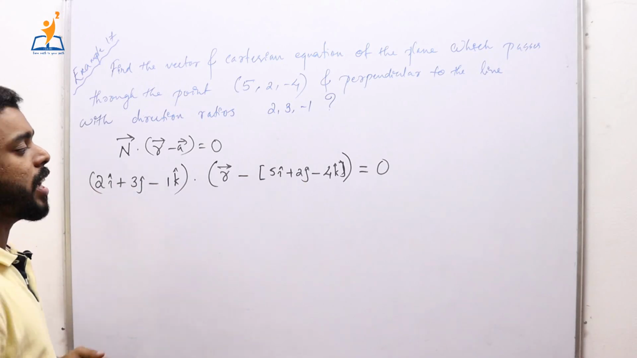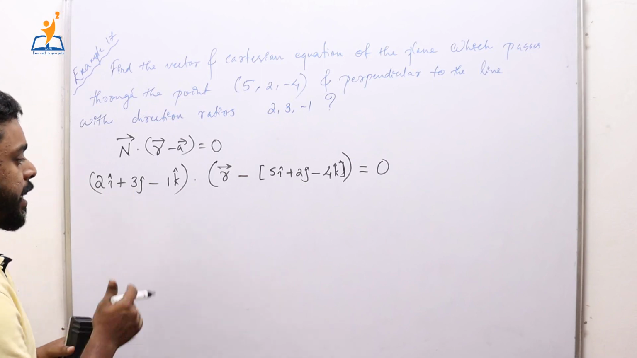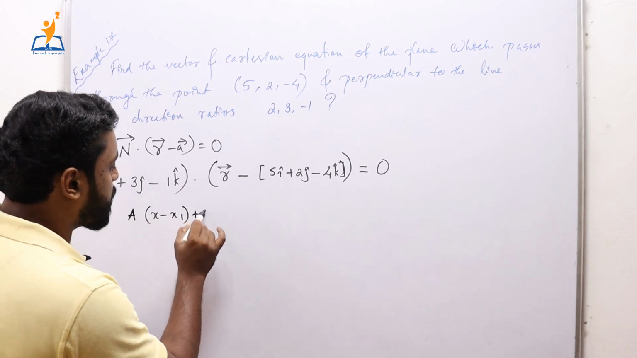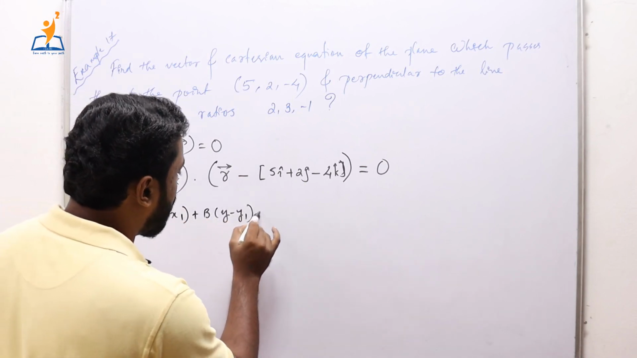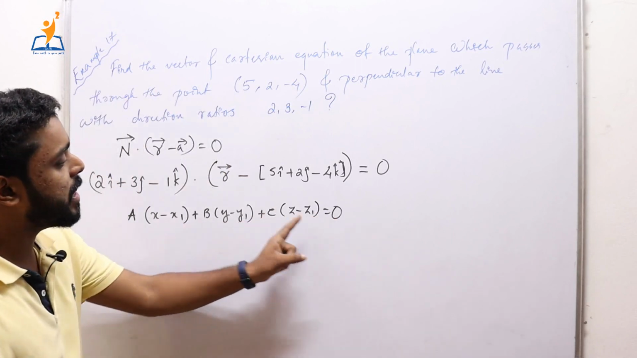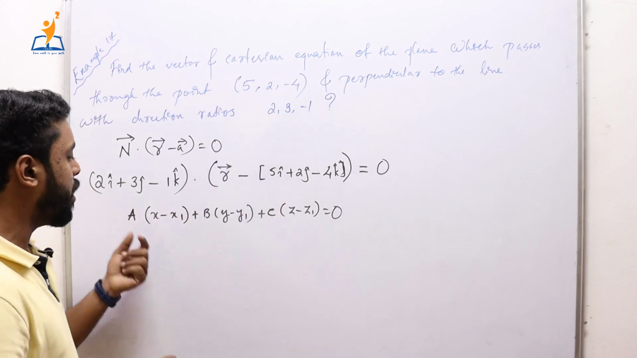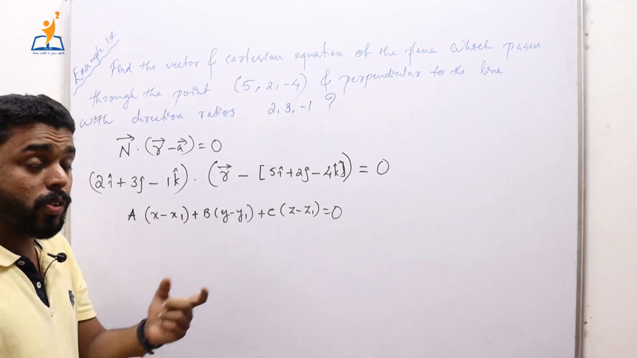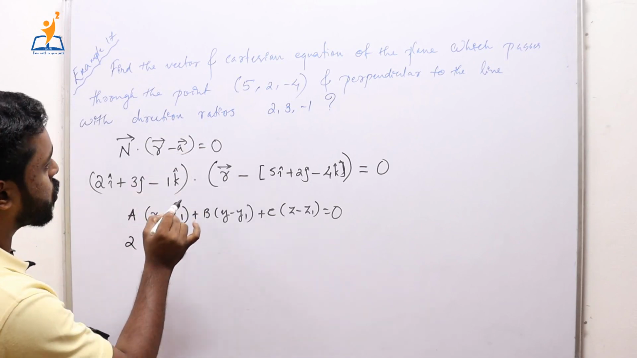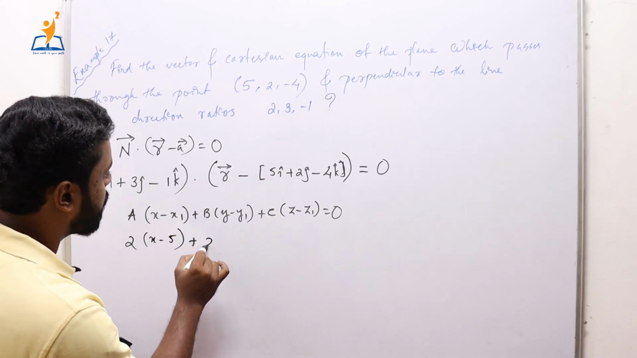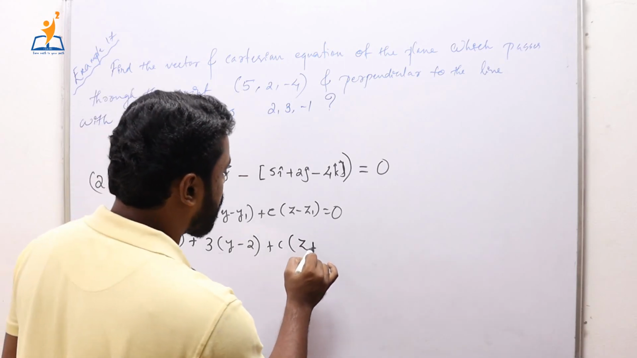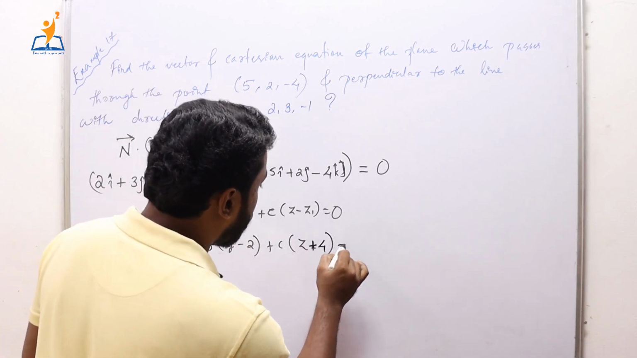Now we shall check what is the Cartesian equation of the plane. We know that the Cartesian equation is given by a into (x minus x1) plus b into (y minus y1) plus c into (z minus z1) is equal to 0, where x1, y1, z1 is the given particular point and a, b, c are the direction ratios of the perpendicular vector. Substituting all these values, we have 2 into (x minus 5) plus 3 into (y minus 2) plus (minus 1) into (z plus 4) equal to 0.